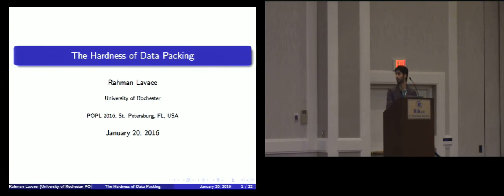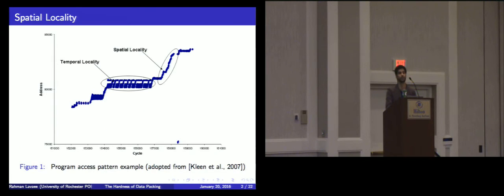I'm going to talk about the hardness of data packing. So let us recall what we know about spatial locality. Here's an access pattern example for a program. You see, temporal locality happens when you access the same data repeatedly closely together in time. However, spatial locality is about data elements which are not only accessed closely together in time, but also happen to be stored closely together in space, or in memory.